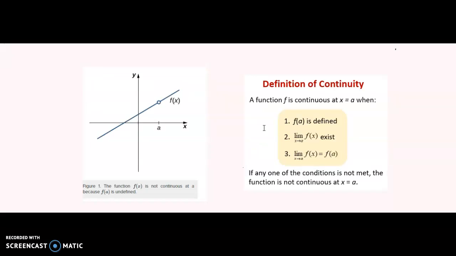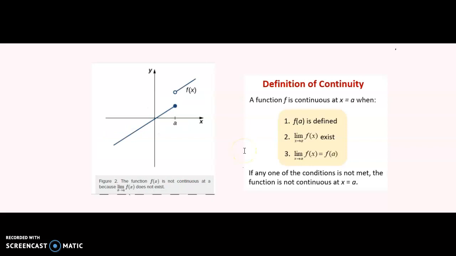So this is my first example where I want to ask you, is this graph here continuous? Now we're seeing a nice straight line, it looks good. However, there's a hole here, and that hole exists where x is equal to a. So what's actually happening with this is that in the domain, a is not defined. So because a is not defined, f(a) is undefined. So then that means this condition was failed. So then this graph here, this function is not continuous.